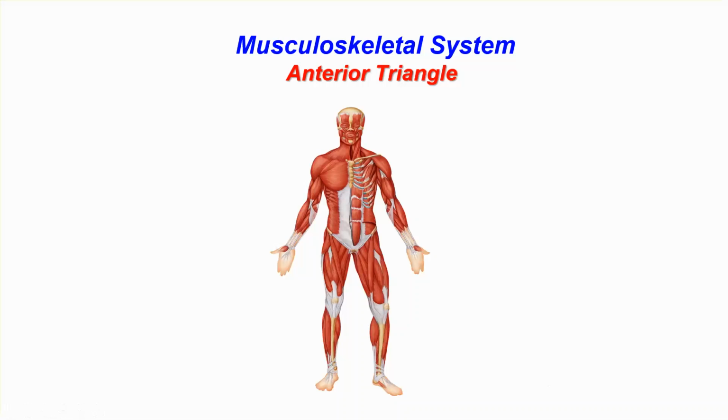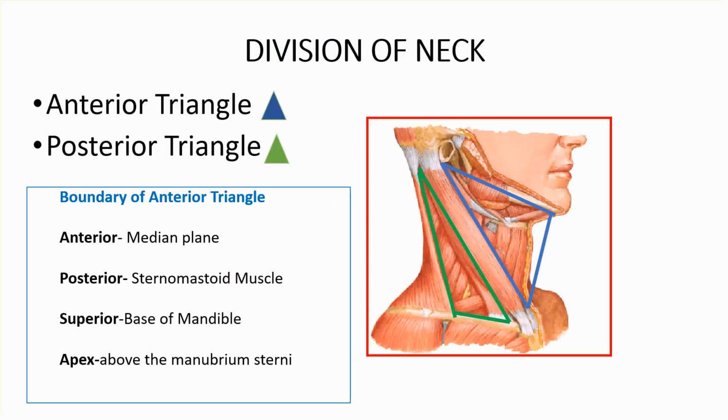Students, today we'll discuss the anterior triangle of the neck. So the division of the neck is called the anterior triangle and posterior triangle. As you can see, this blue color triangle is the anterior triangle and this is the posterior triangle.